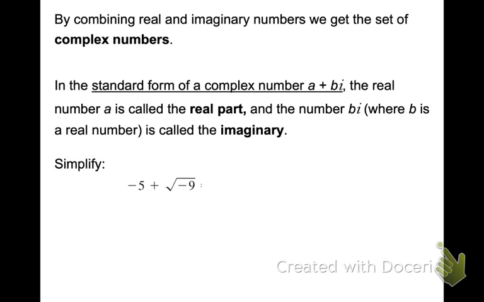Okay, by combining real and imaginary numbers, we get a set of complex numbers. That's it. You don't need anything else except for this right here, which is called a complex number. a is the real part, and bi is the imaginary part. In order to have a complex number, you have to have a real and an imaginary.